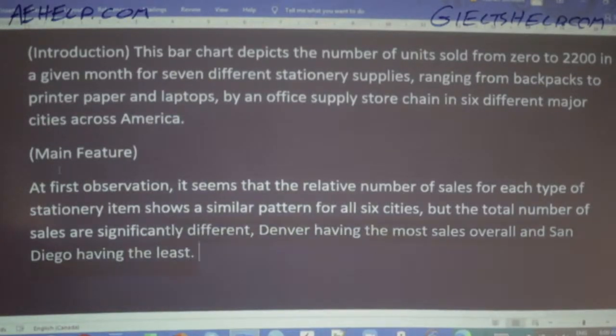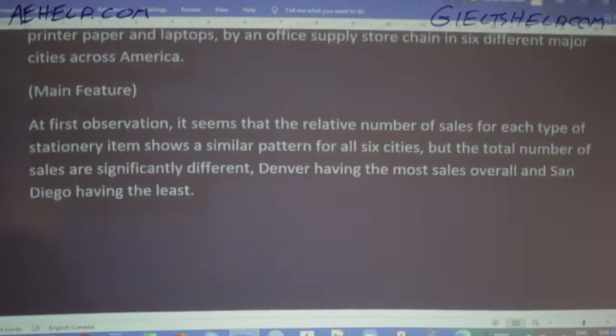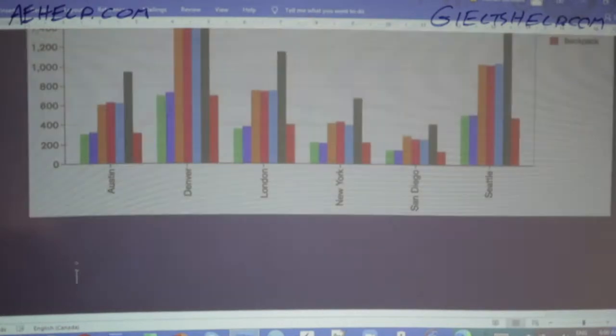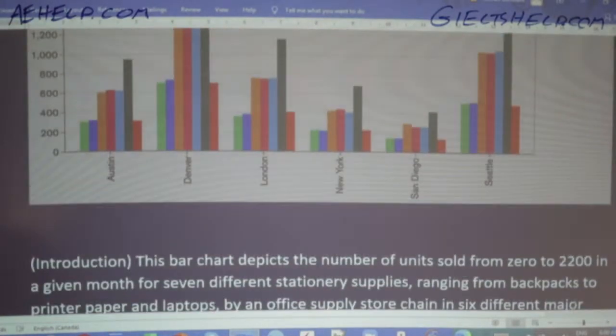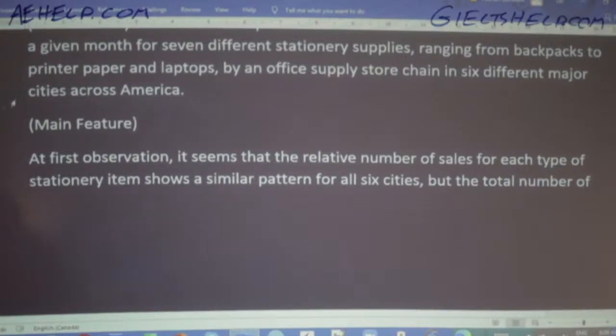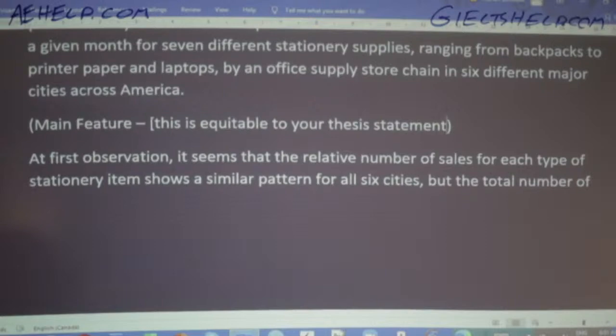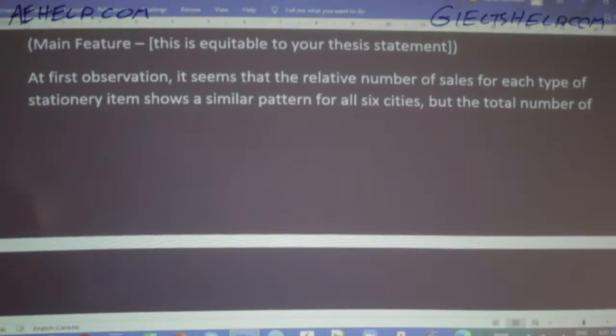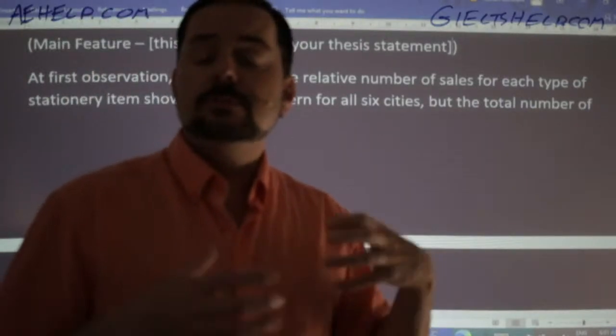All right. So I have my main feature along with my introduction. Now I'm ready for my analyses. And when I'm thinking about my analyses, as long as I've done a good job with my introduction and my main feature, my analyses shouldn't be too bad here, okay? Because my main feature is also kind of like my thesis. So this is equatable to your thesis statement, okay? So what that means is that if I've done a good job with my overview, when I go into my analyses, I'm going to go into more detail with each of my points.